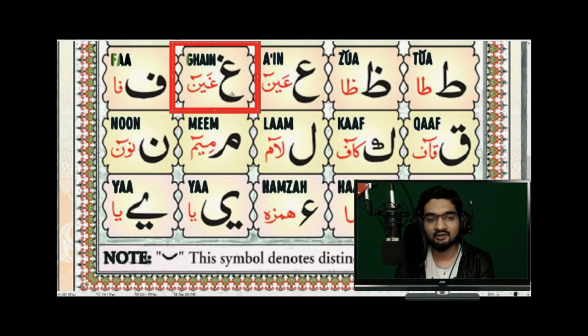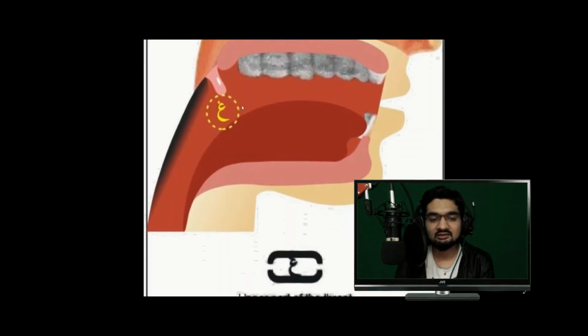Ghain. When a Ain has a dot, it becomes a Ghain. And this is also pronounced from the very same place, the first part of our throat, or you can say the top of our throat.